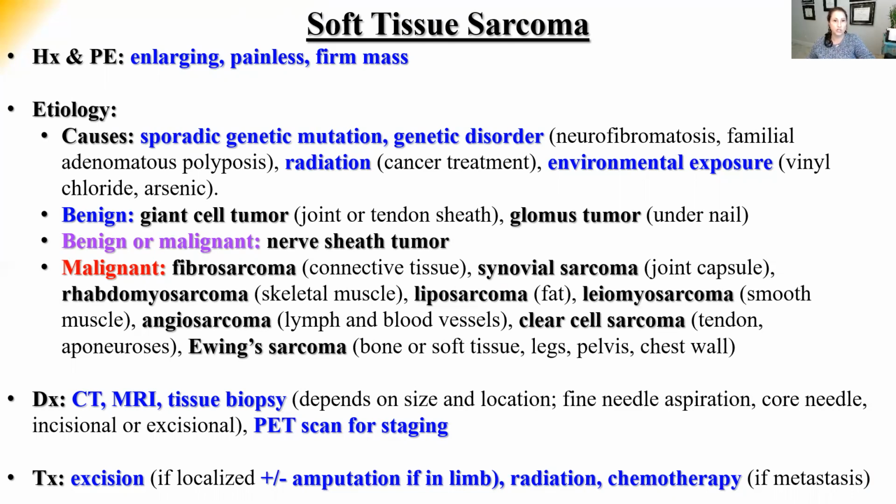In order to better image these, we would order CT, MRI. To get a cellular diagnosis, we would do a tissue biopsy, and that really depends on where it's located. So you could either do a fine needle aspiration, core needle biopsy, an incisional or an excisional biopsy. And then if you're worried about metastasis, you would want to do a PET scan for staging. Treatment is to take it out, so excise it, and you need to consider whether you need to complete an entire amputation if it affects a limb. Radiation and chemotherapy depending on the staging for this tumor.